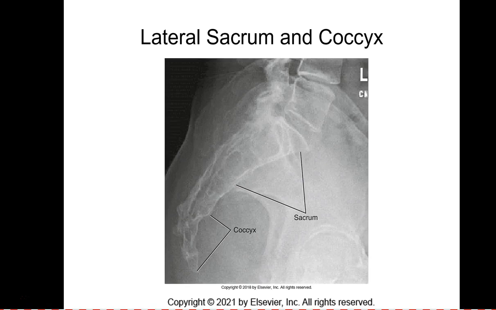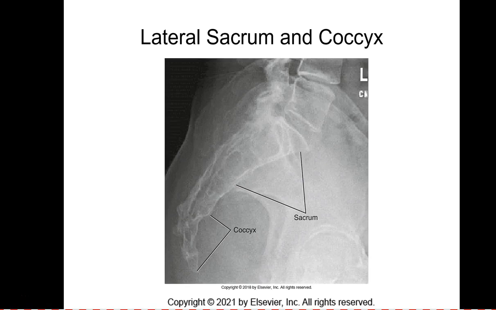Ordinarily, the coccyx curves anteriorly, which you can see here, so that the apex points towards the pubic symphysis. This forward curvature is often more pronounced in men, with less curvature in women. The coccyx projects into the birth canal in women, and if it's too far forward, of course, it can impede the birthing process.